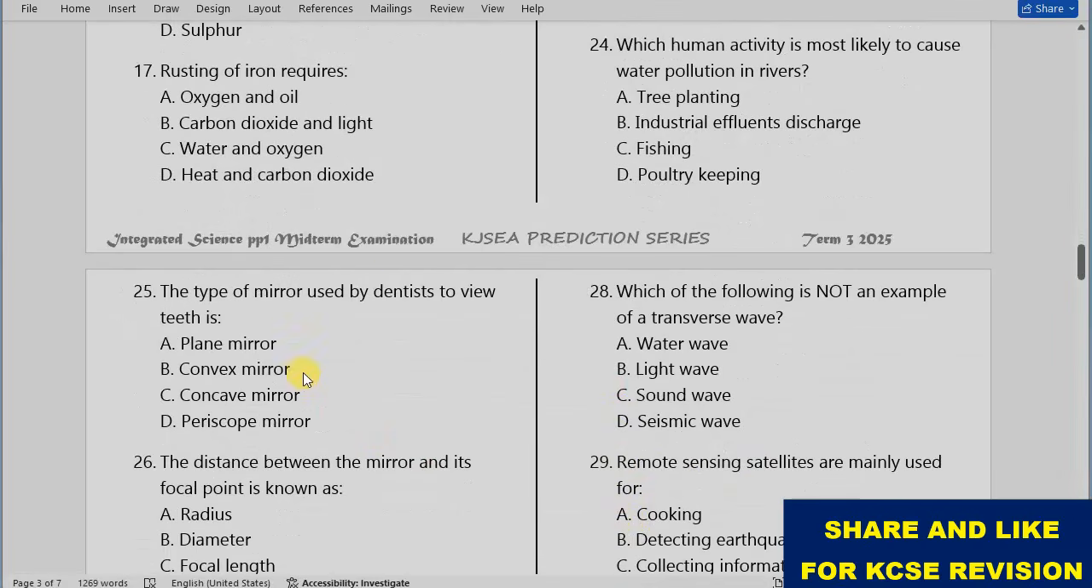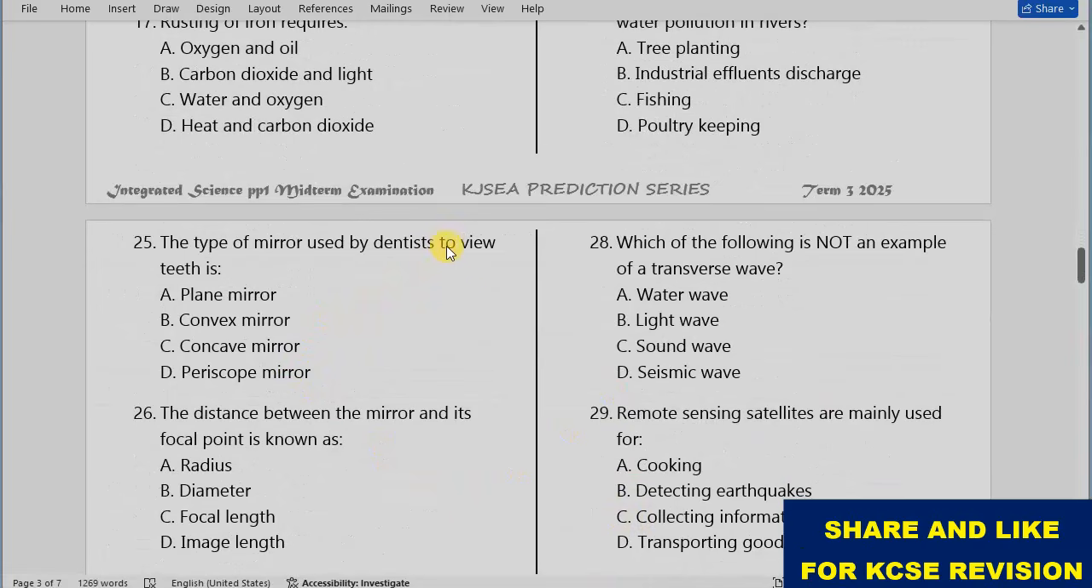Number 25. The type of mirror used by dentists to view teeth is the concave mirror. Dentists use a concave mirror to focus light onto the teeth. Number 26. The distance between the mirror and its focal point is called the focal length. Focal length is the distance between the mirror and its focal point. Number 27.